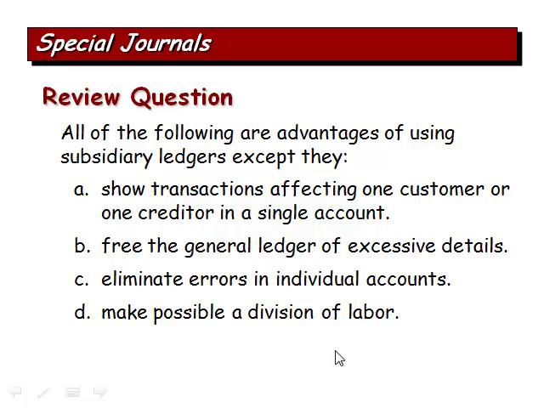So a review question here. All of the following are examples of using subsidiary ledgers, except: A, show transactions affecting one customer or creditor in a single account; B, free the general ledger of excessive detail, that's true; C, eliminate errors in individual accounts; or D, make possible division of labor. I'm going to guess it's C, because we really probably can't eliminate errors in individual accounts. Aren't we lucky?